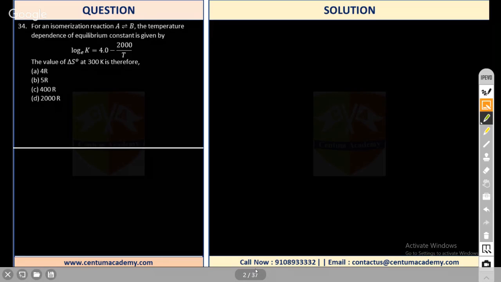Guys, this K is the equilibrium constant. First of all, try to write down the relation of the equilibrium constant, log K, with temperature. Try to establish the relation first, then you can compare and get the term.